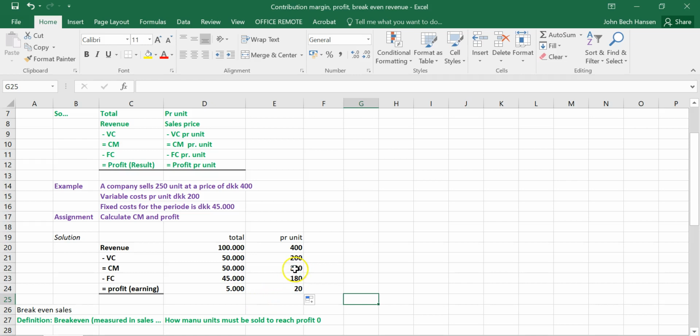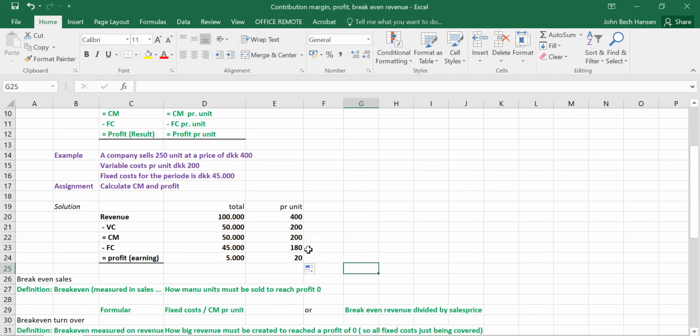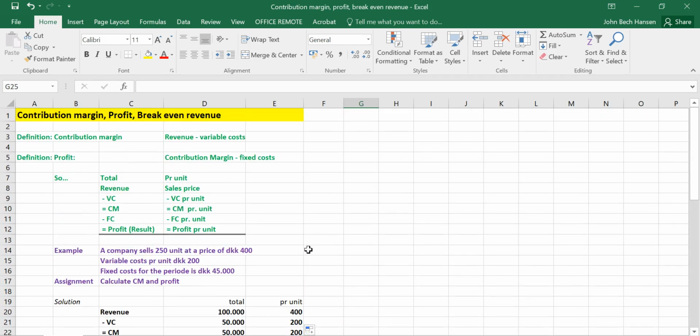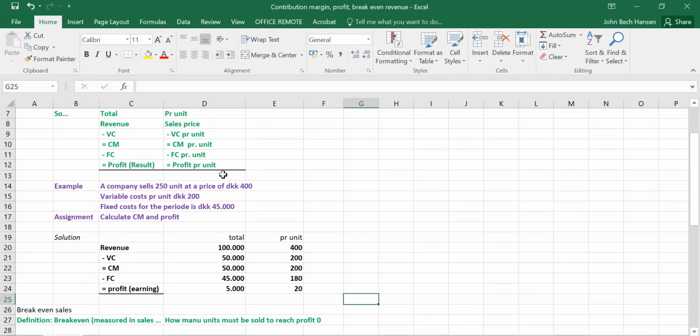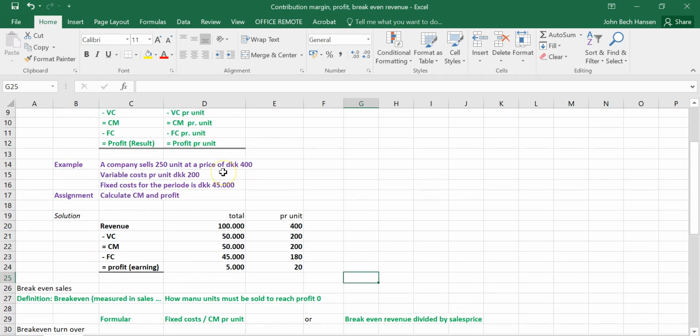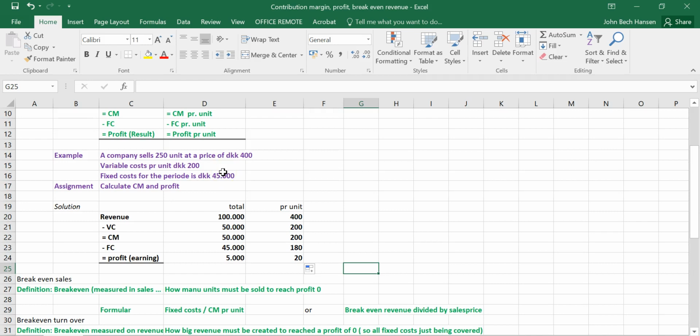Of course, it depends on how many units I'm selling, because with the fixed cost not changing, the fixed cost per unit will decrease the more units I sell. Okay, so now we know about contribution margin and the profit, and we know about variable cost and fixed costs. So now I'll move into break even.